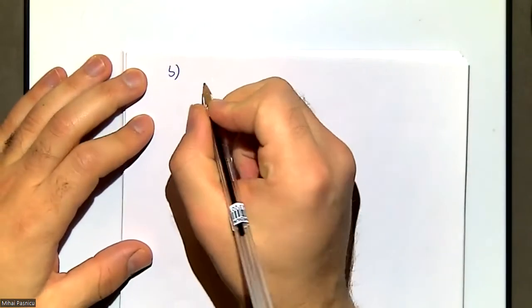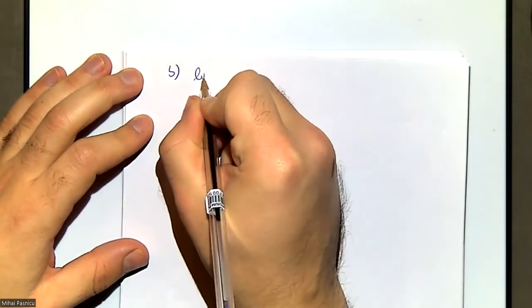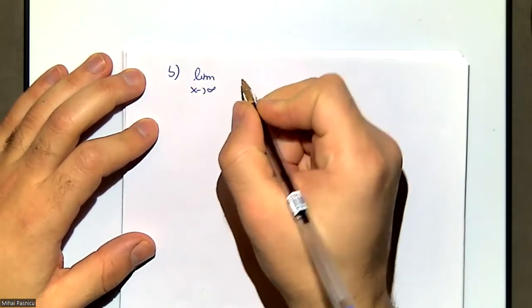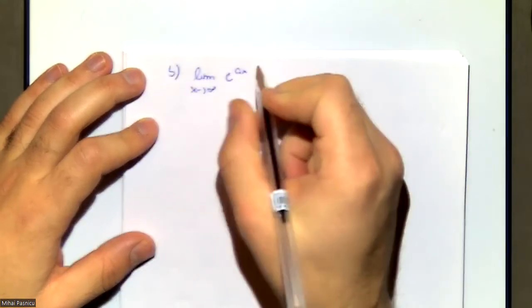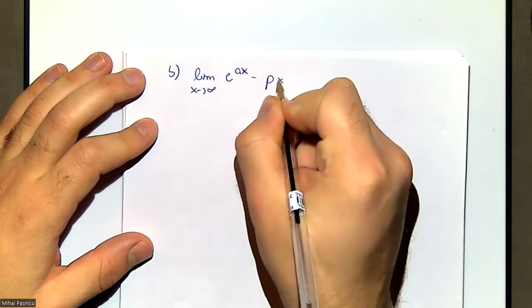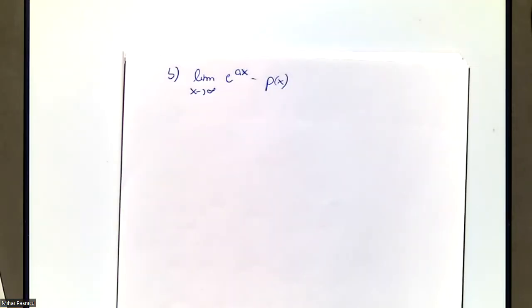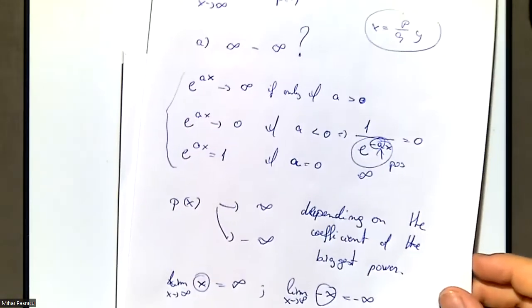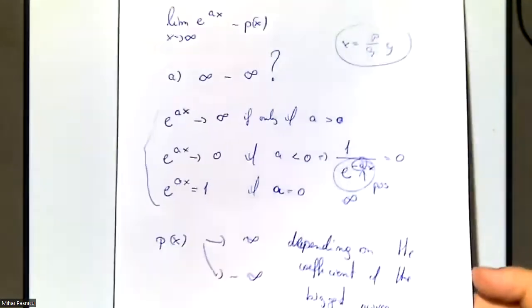So let's do point B. So, this is not point B. Okay, point B is this one, which asks us to find the limit of x to infinity of e to the ax minus p of x. Now, if you wanted to be thorough in solving this, the way you should do it is more or less take all the cases that we've done here and basically analyze each of them.